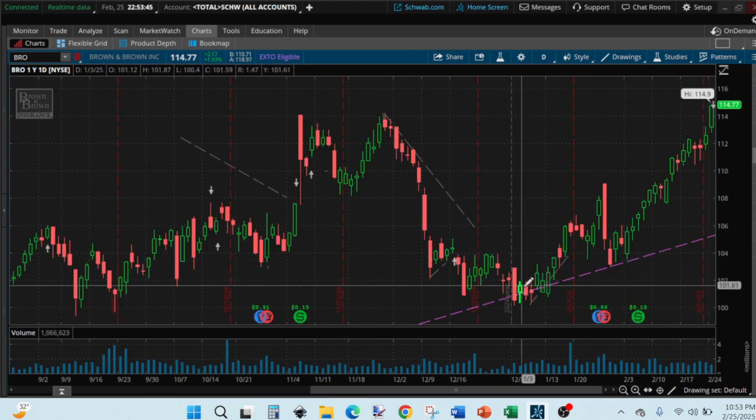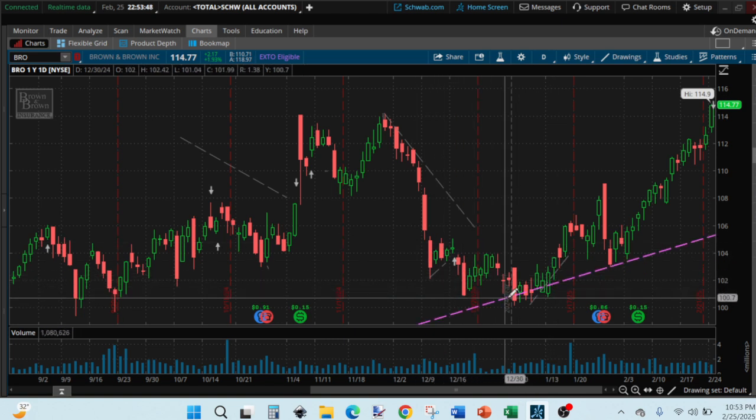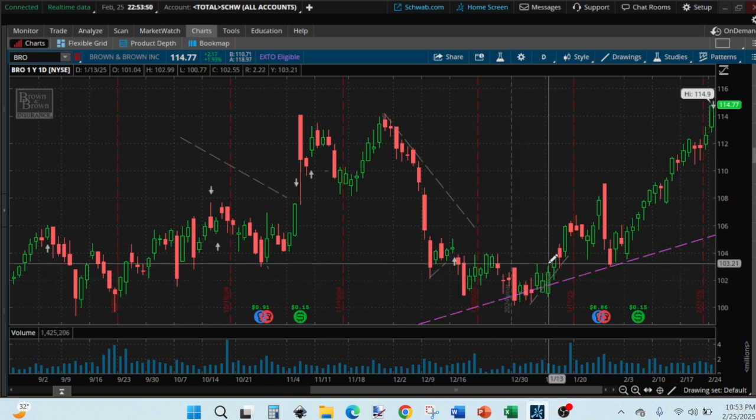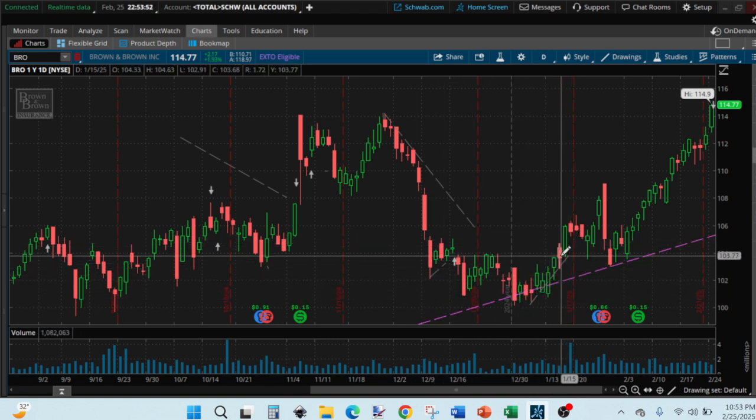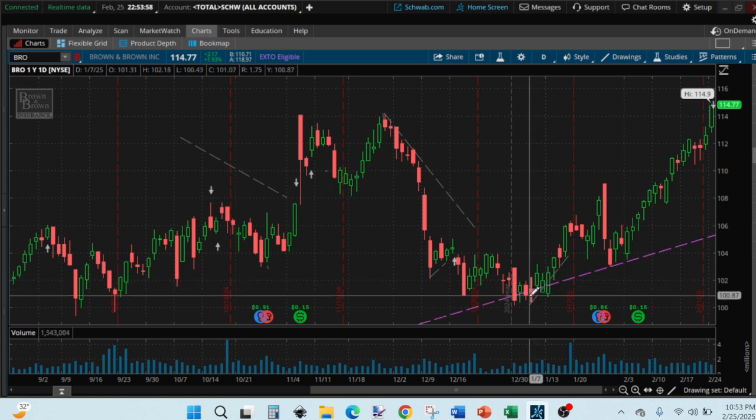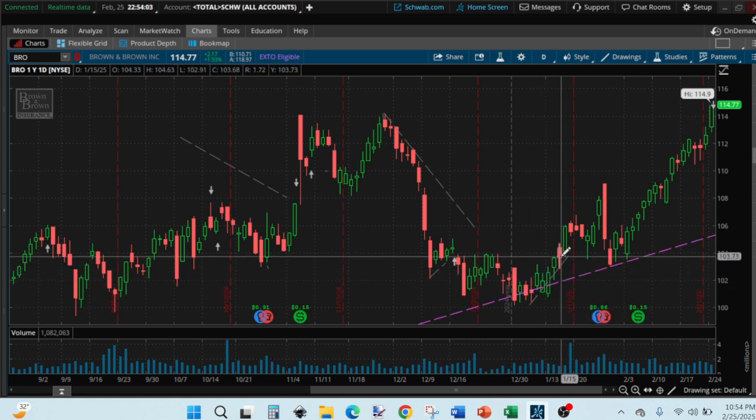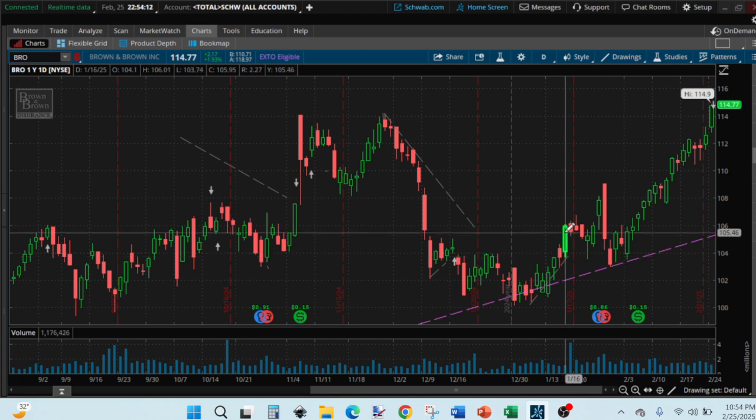So we pull back and start going up. This could be an entry point after a pullback, because you have higher lows. This low is higher than this one. The red bar means the price dropped that day. The closing price at the end of the day was lower than the opening price in the morning, and the green bar means the closing price was higher than the morning price for that particular stock.